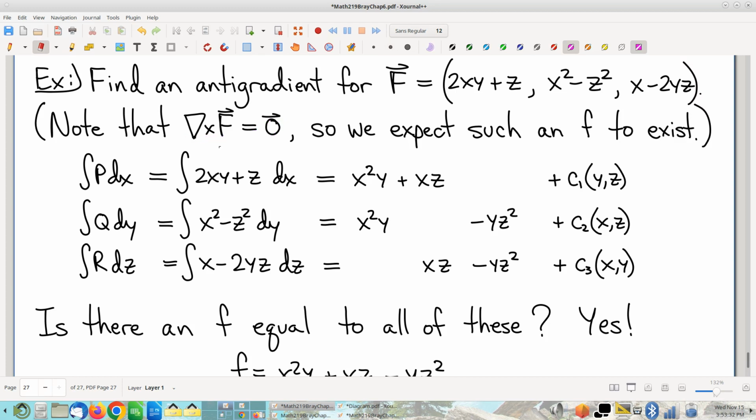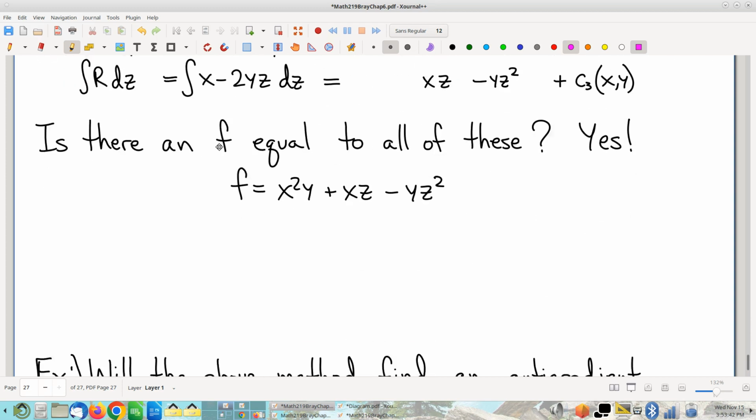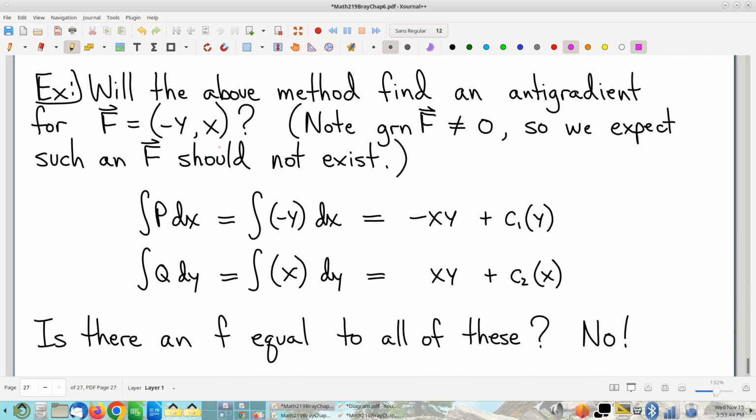But what happens if you do? What happens if you play the game to find an antigradient when in fact it doesn't exist? How do you lose this game? And here's a great little example. Here's a vector field that we've already discussed. We've already established Green's operator is not zero. There is no antigradient to be found. Doesn't matter how clever you are. Doesn't matter how good you are at the game. Right? There is no antigradient to find.